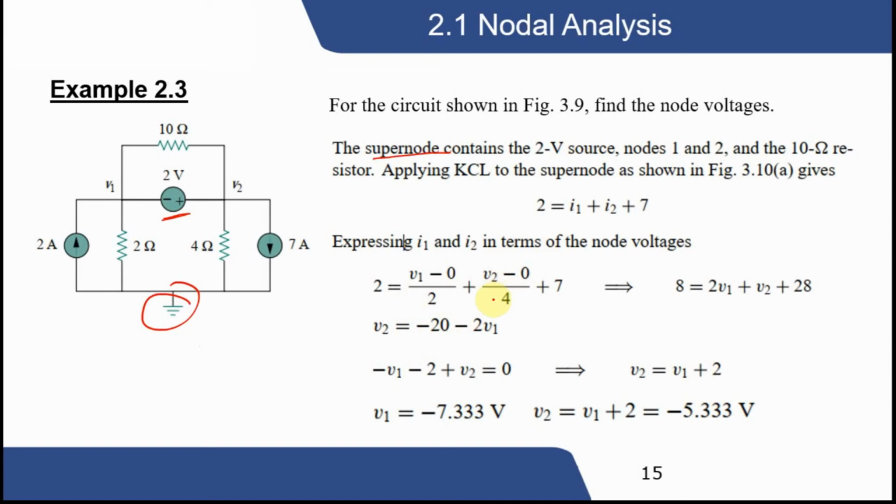So if we solve this equation, I'll write it here. If we take the LCM 4, we have 2V1 plus V2 plus 28 equal to 8. Then we shift this value to the right side, so it becomes minus 20.